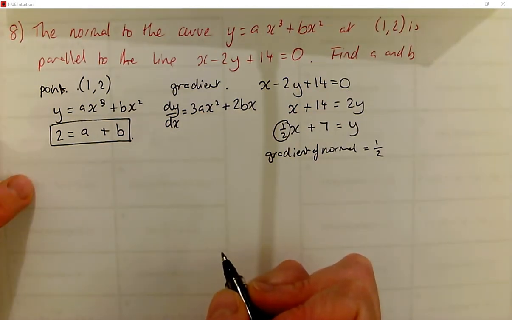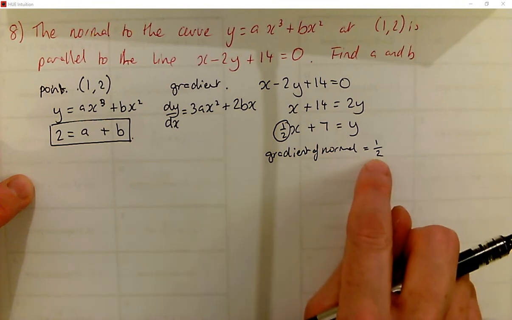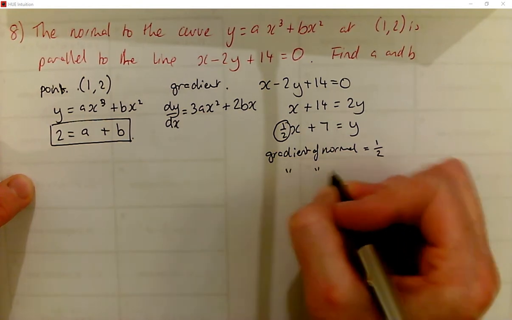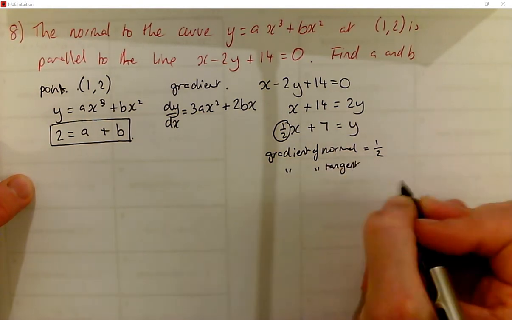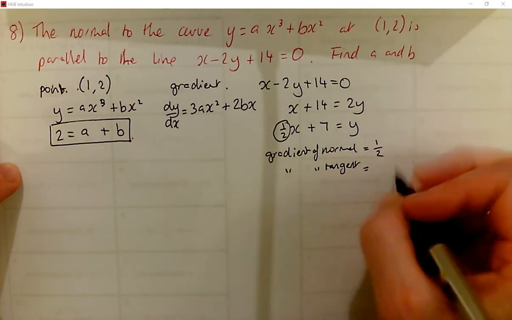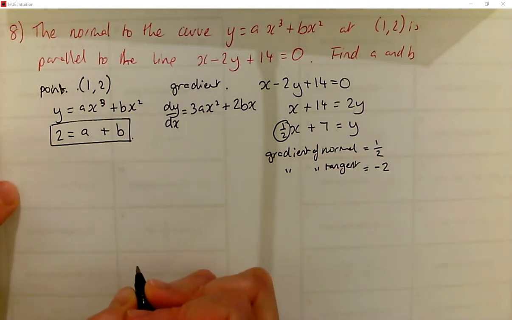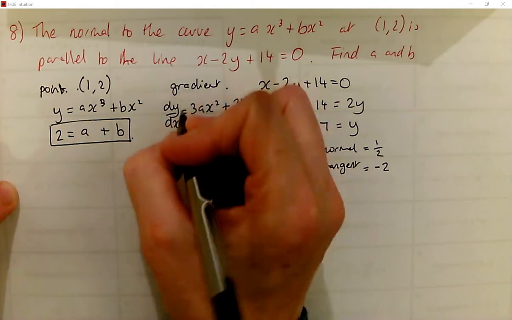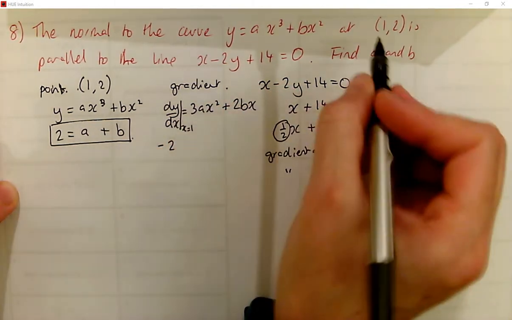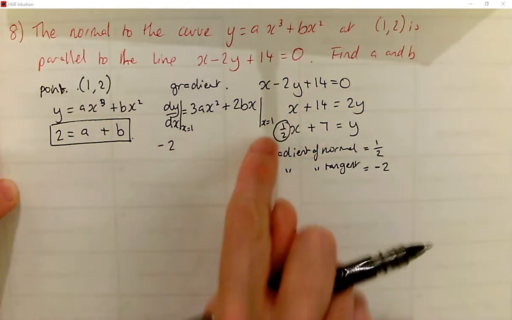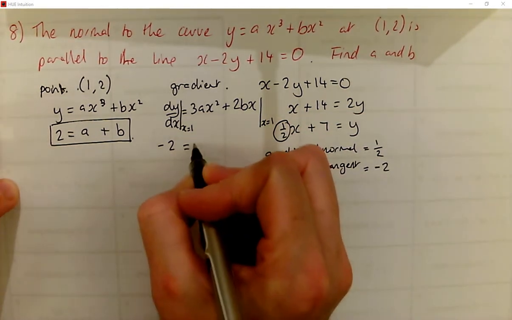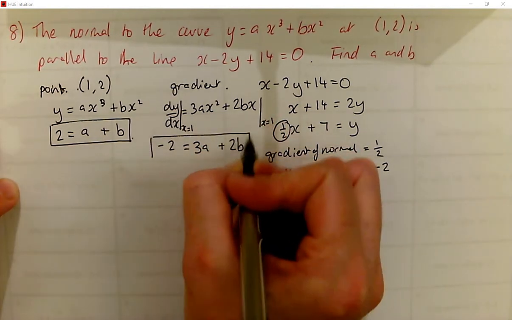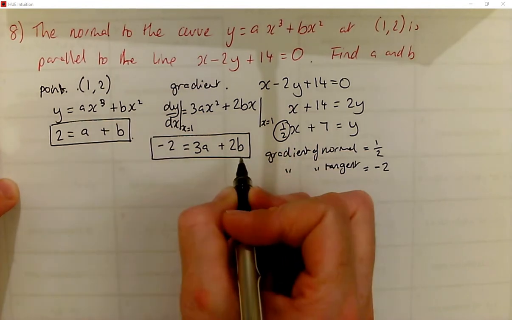Now we have figured out that the gradient of the normal is a half, but when you differentiate, that gives you the gradient of the tangent. We would normally take the negative reciprocal to get the normal, so if we do that backwards, we get minus 2 as our gradient of the tangent. So we know the gradient of the tangent is minus 2 at the point we're interested in, which is where x is 1. Let's substitute x as 1 in here. We get 3a times 1 plus 2b times 1. So here's our other equation involving a and b.